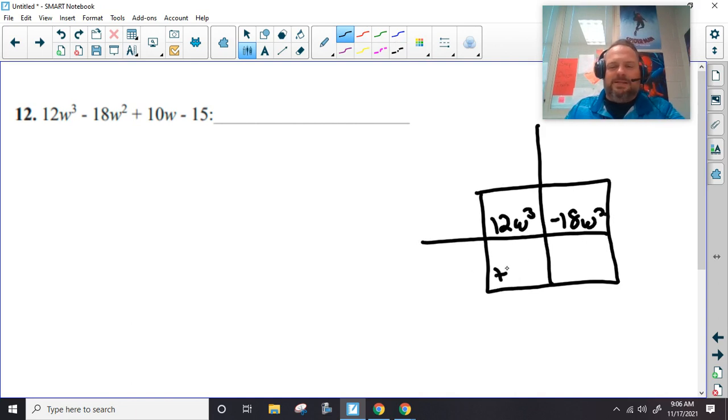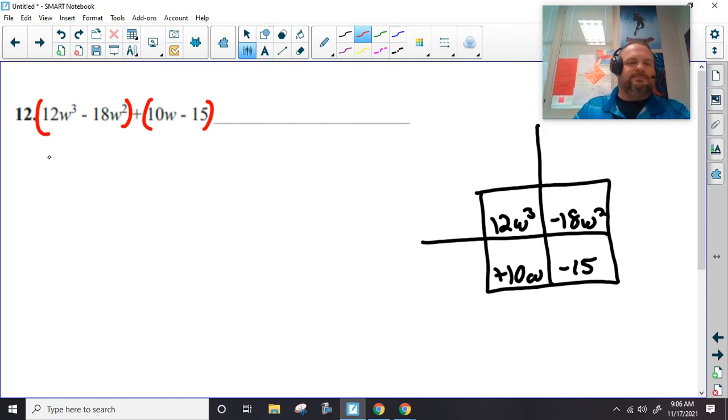Now, we did learn this yesterday. It doesn't matter how you put these terms in the box for those doing the box method, you're going to get the same answer. Okay. All right.